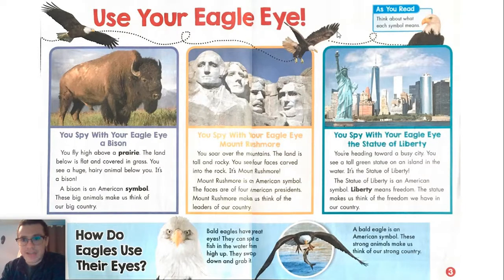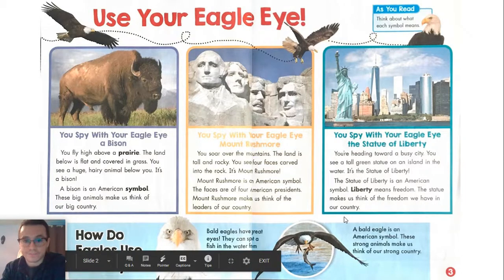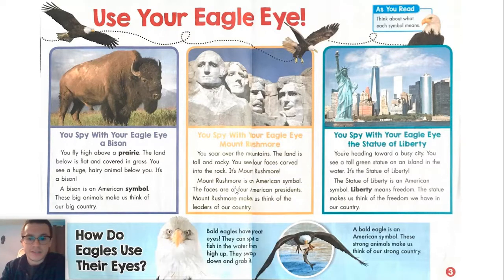Let's see if this statue is a symbol. You spy with your eagle eye the Statue of Liberty. You're heading toward a busy city. You see a tall green statue on an island in the water. It's the Statue of Liberty. The Statue of Liberty is an American symbol. There's another one. Liberty means freedom. The statue makes us think of the freedom we have in our country. All right, so we've got three symbols right here. Let's see if we can find another one.